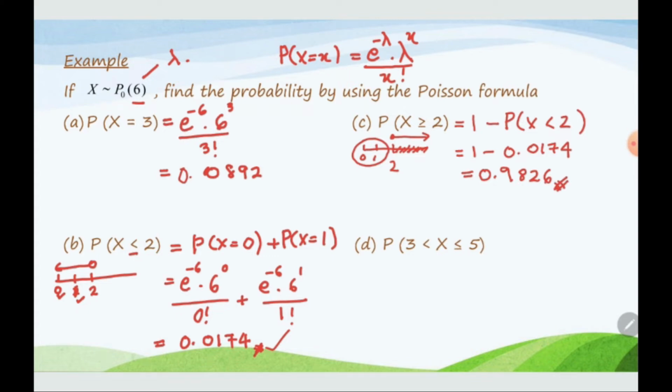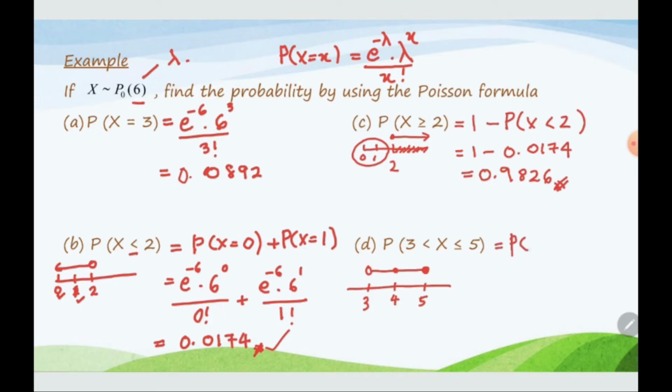So we don't need any formula because we already have the answer at part B. And then the last one, D, we need to find P(3 < X ≤ 5), where 3 is not included and 5 is included. So when we put it on the number line, 3 is not included but 5 is included. Because Poisson is discrete, we just take the numbers that are included only. So it is 4 and 5.